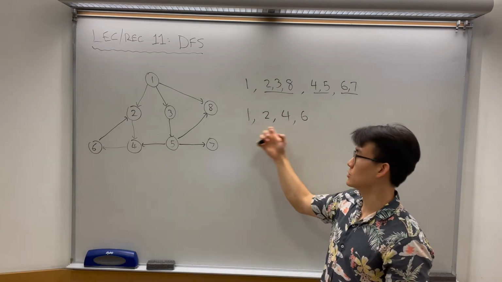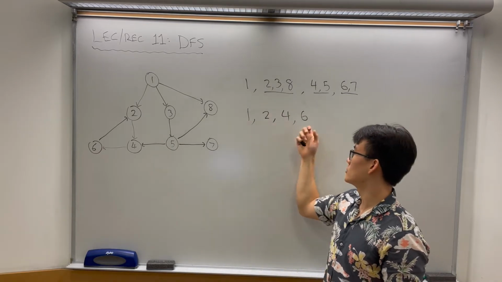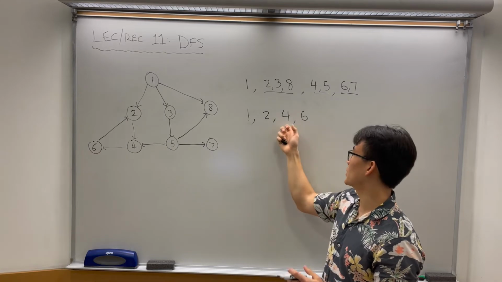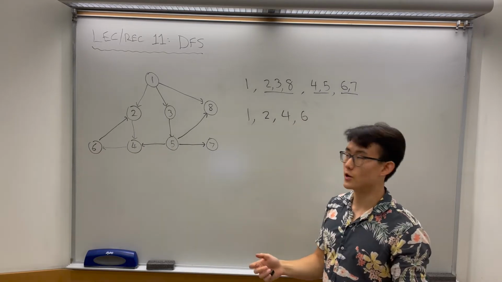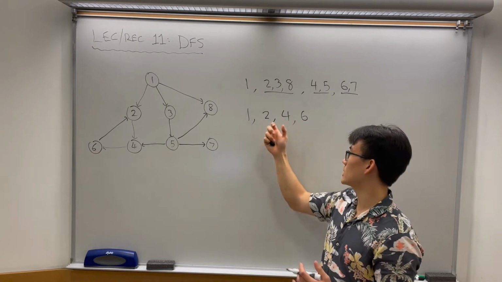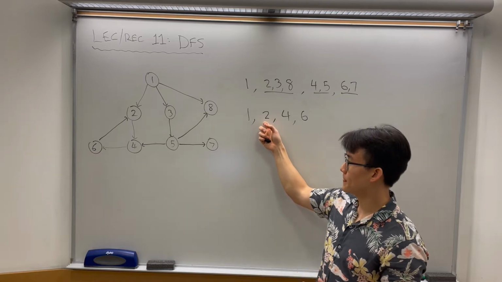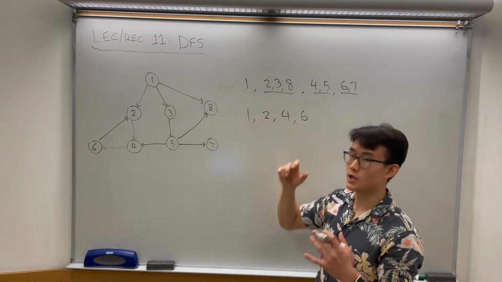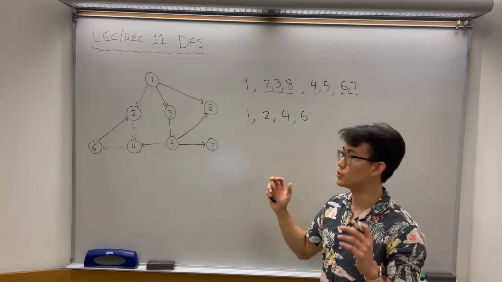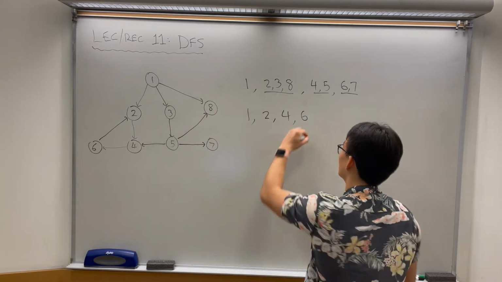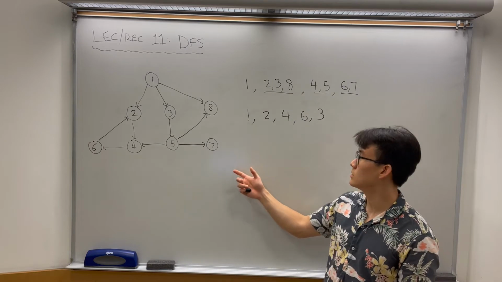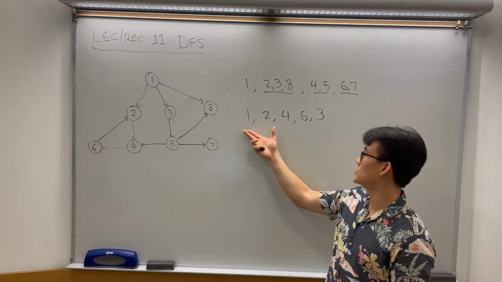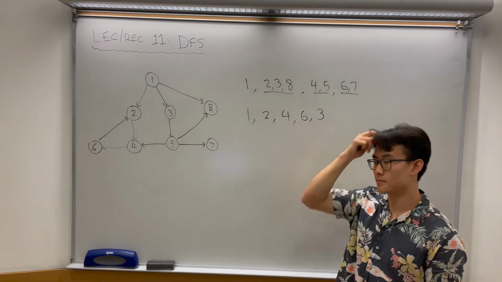And then 6 goes back to 2, but we already visited 2. So now we're finally done with 6. Then we go back to 4. And 4 doesn't go anywhere else, then we're done with that, and we backtrack to 2. And 2 doesn't go anywhere else, so we backtrack to 1. And then only when we're done searching this subtree do we finally go to 3. So hopefully you guys can see the difference between these two.